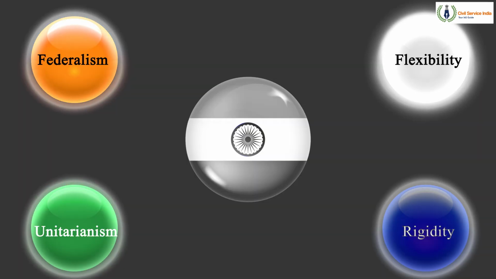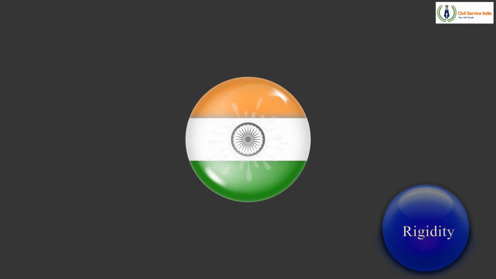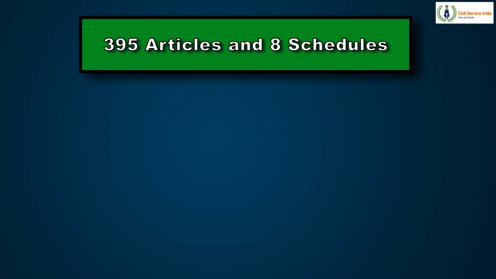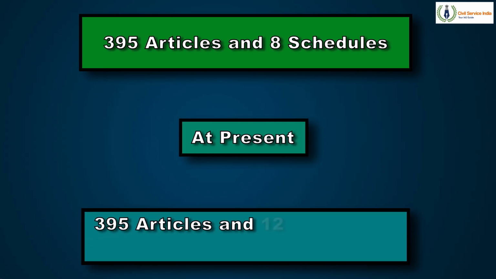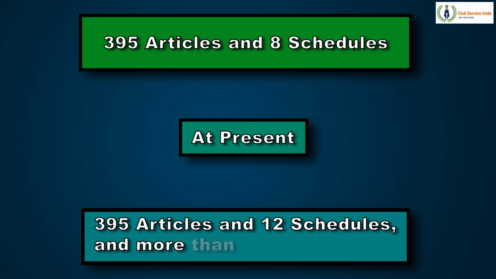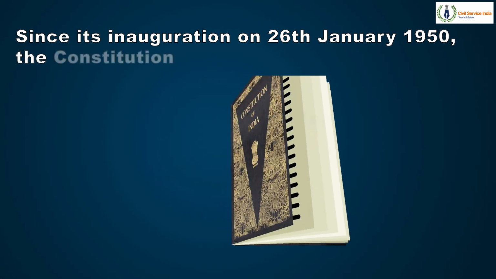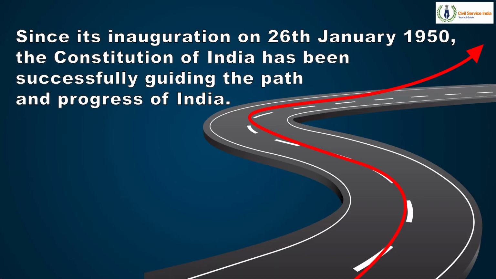It provides for a mixture of federalism and Unitarianism, and flexibility with rigidity. It consisted of 395 articles and 8 schedules. At present, it contains 395 articles and 12 schedules, and more than 80 amendments. Since its inauguration on 26 January 1950, the Constitution of India has been successfully guiding the path and progress of India.